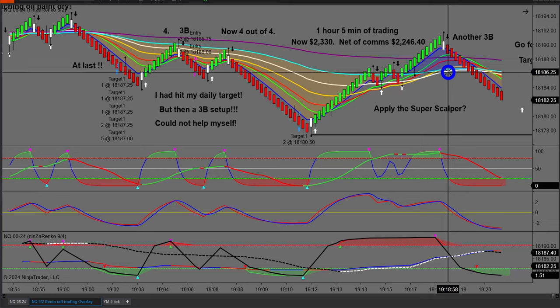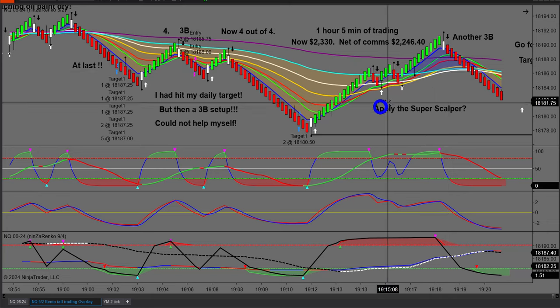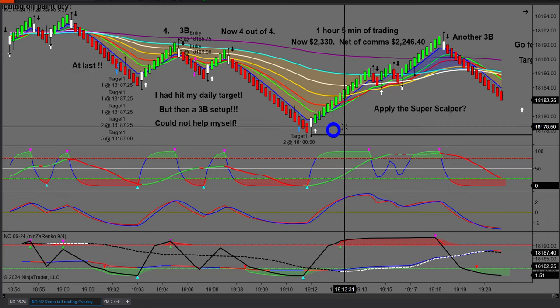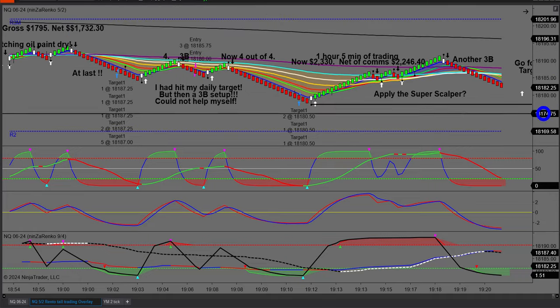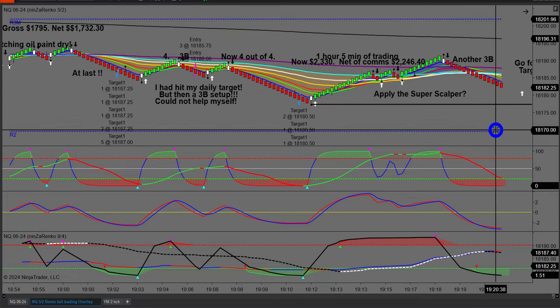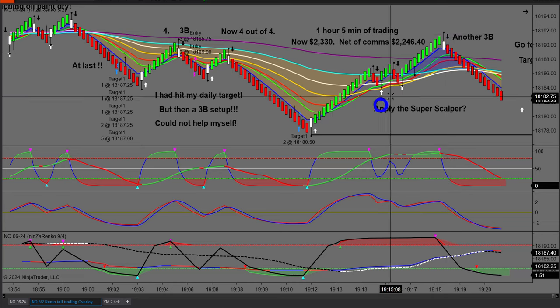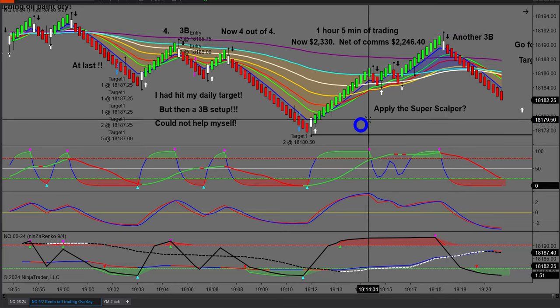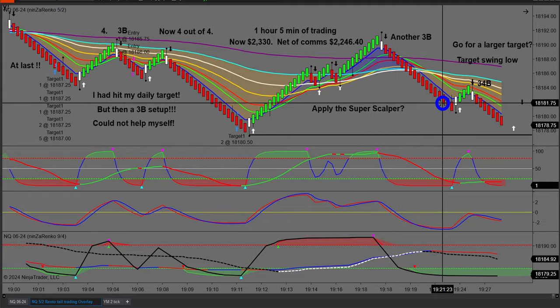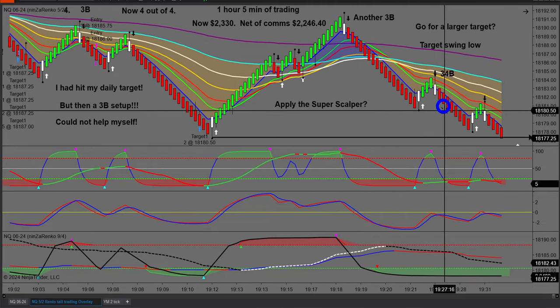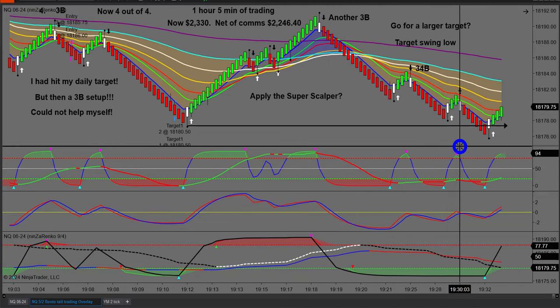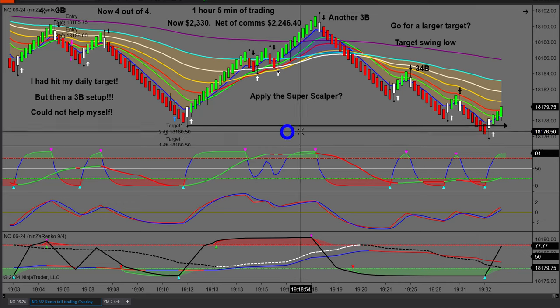Now I had then another 3B. Remember I spoke about targeting swing lows, so remembering that our pivot's way down here still. Okay, so our pivot's way down there, but on the way down you can target these lows, and you'll quite often come down and get a bounce like there.